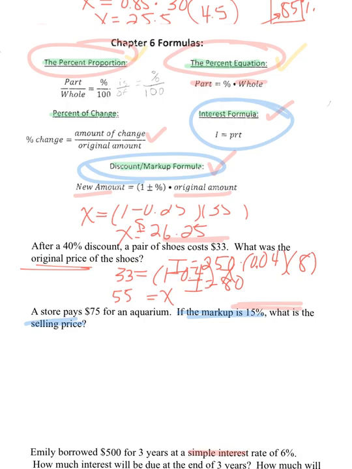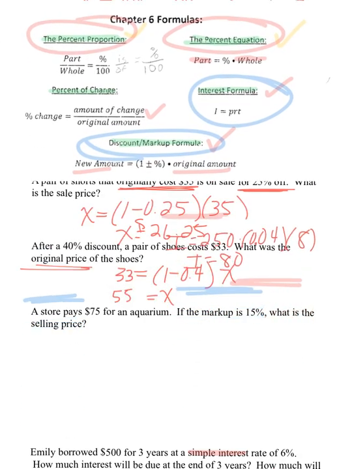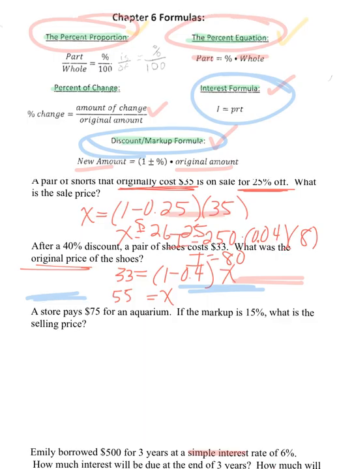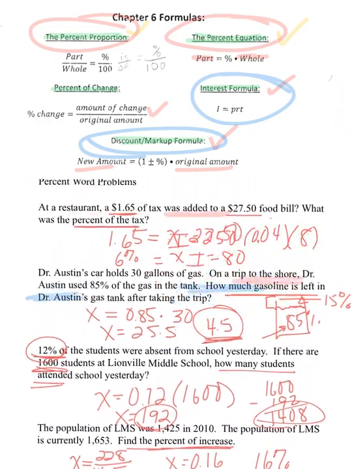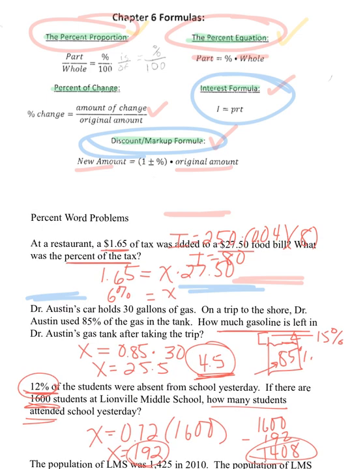That's that new amount. When you have a problem that talks about part of something, like in this problem here, he used 85% of the entire gallon of gas, that's part of the whole. Those are your percent, proportion, and percent equation formulas. So the key is to figure out which formula makes the most sense when you're doing these word problems.